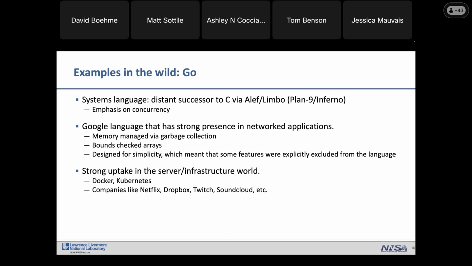Its memory management is by garbage collection. It has bounds checking, and it's designed for simplicity, which made some people grumpy because they excluded some features of the language that people thought should be there. But it turns out it's had quite a bit of uptake in the server and the infrastructure world, even without some of the fancy features. And so this runs a lot of the internet infrastructure that we use on a daily basis, has Go sitting underneath it, helping keep things running.